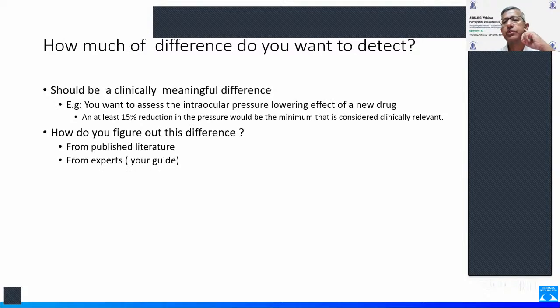So how much difference do we actually want to detect? And the important thing is that it should be a clinically meaningful difference. For example, if you want to assess the intraocular pressure lowering effect of a new drug, at least 50% reduction in pressure would be the minimum that you consider clinically relevant. Anything less than that is not likely to be of great relevance to anyone. And how do you figure out what this difference should be? You can look at the published literature, and you can also speak to the experts or your guides to try and figure out what is a clinically meaningful difference, because within 1 month of joining your post-graduation, you are unlikely to have the domain knowledge to make this decision.